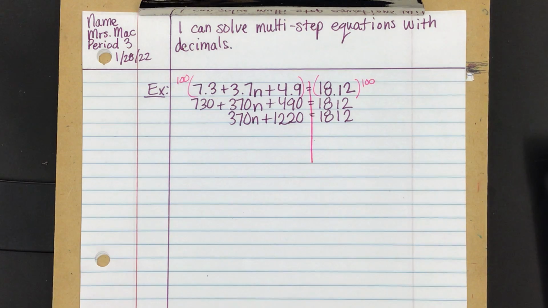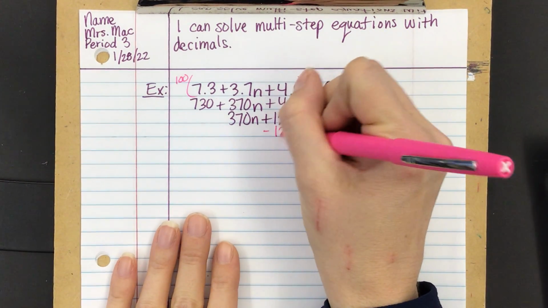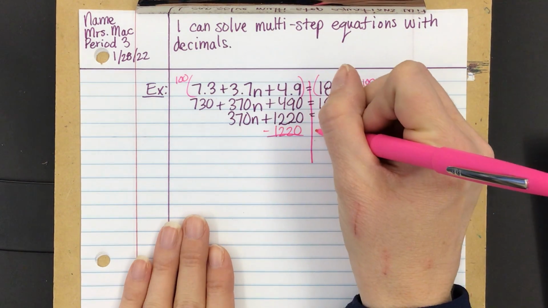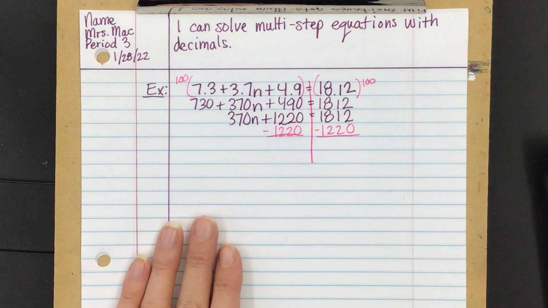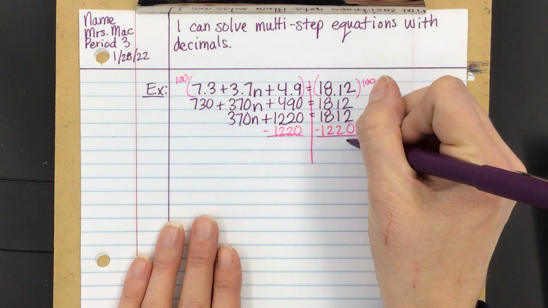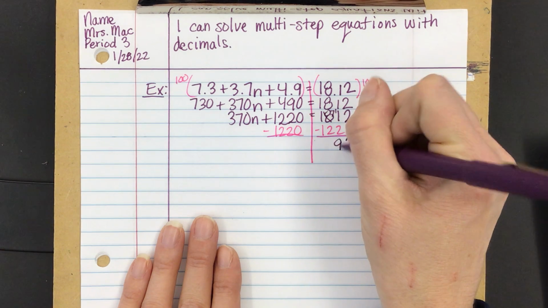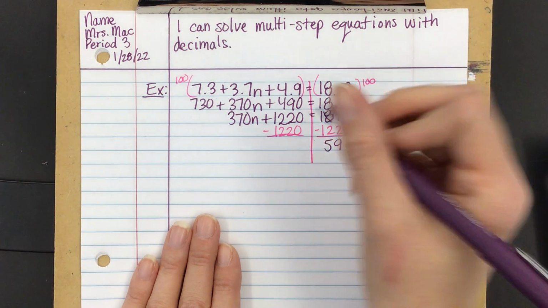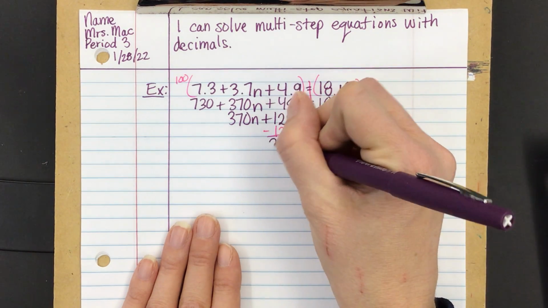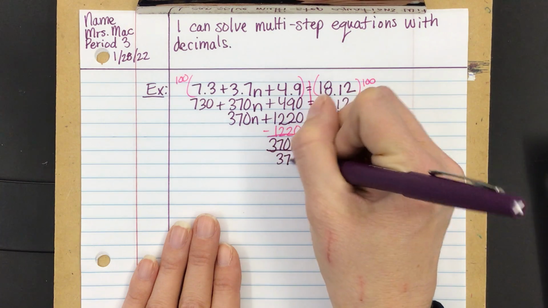I'm going to subtract 1,220 from both sides. And this will be 592. And then I'll divide both sides by 370.